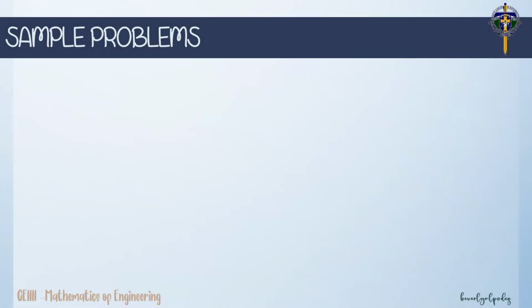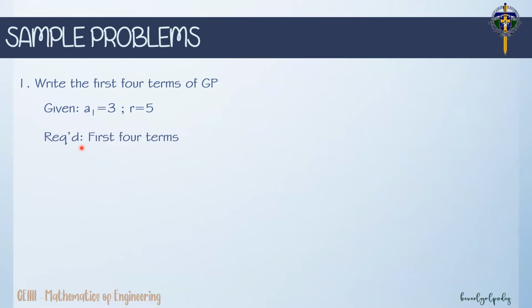Let us now go over the different sample problems for geometric progression. Number one: write the first four terms of the geometric progression given a1 is equal to 3, or the first term is equal to 3, and the ratio is equal to 5. What is required? We are to identify the first four terms of a progression given the first term, which is 3, and the common ratio, which is 5.